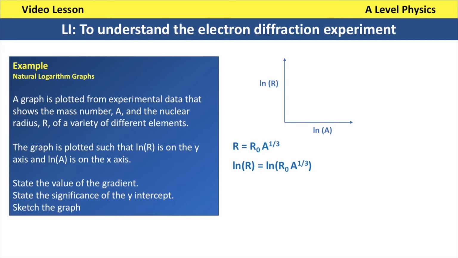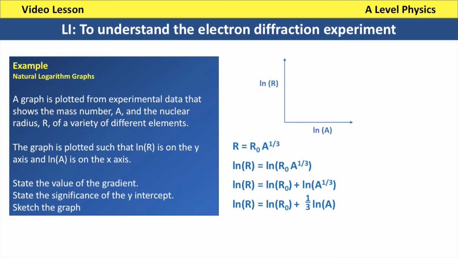Now, unfortunately, on that graph, I haven't got ln of R0 A to the power of a third, it's just ln of A. So I'm going to need to apply the laws of logs that came in that first Maths for A-level physics lesson. So we know that we can split up that right-hand side to be ln of R0 plus ln of A to the power of a third, which is looking more like it. But I've still got that power of a third there, so I need to use another rule of logarithms to bring that a third down and put it in front of the ln, as so. Now that is going to be very handy because I've got ln of R and I've got ln of A.